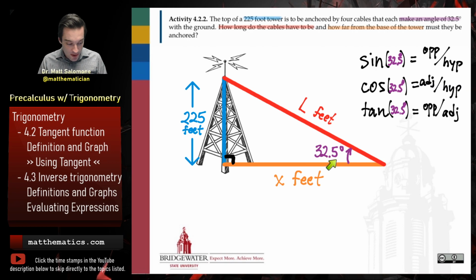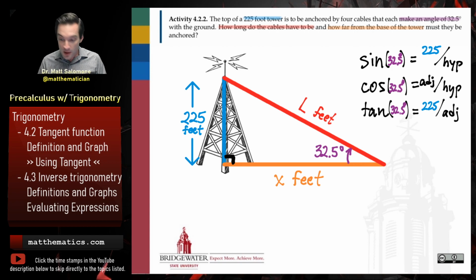And so then we'll ask the question, with respect to this 32.5 degree angle, which side is opposite, which side is adjacent, which side is hypotenuse? So the opposite side to this 32.5 degree angle, we go all the way across the triangle here and find the opposite side is my 225 height of my tower. So I'll put that 225 in place of all of my opposite sides.